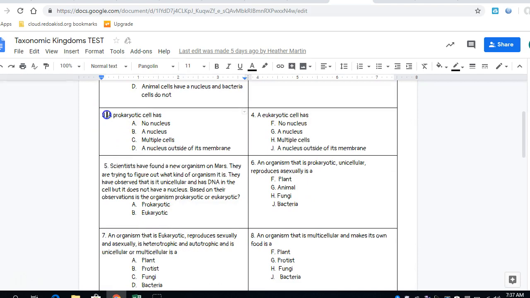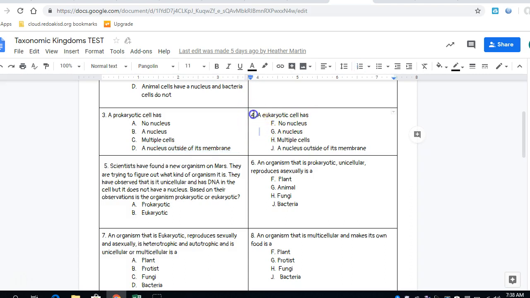Number 3, a prokaryotic cell has, is it A, no nucleus? Is it B, a nucleus? Is it C, multiple cells? Is it D, a nucleus outside of its membrane?